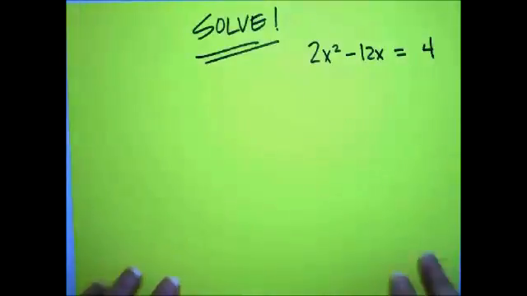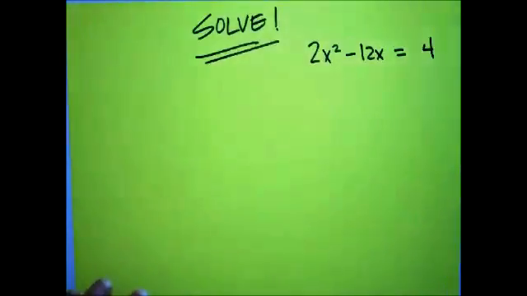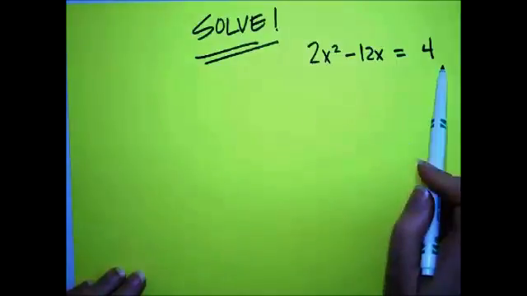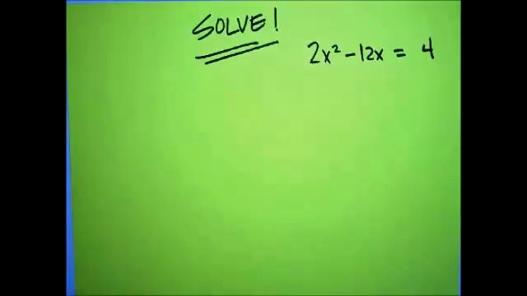Hello. We get to solve more quadratic equations by completing the square. So let's look at the equation we're going to start with: 2x squared minus 12x equals 4. What do you notice is a little different about this than the ones we've been working on?